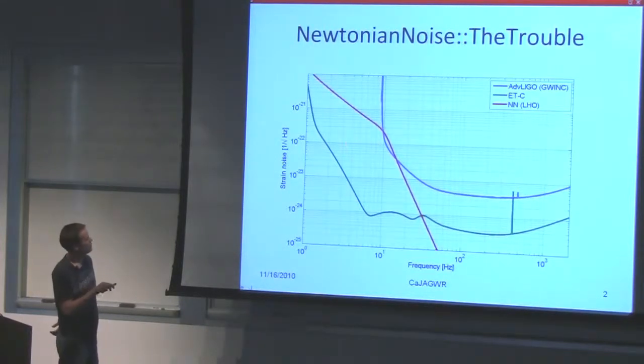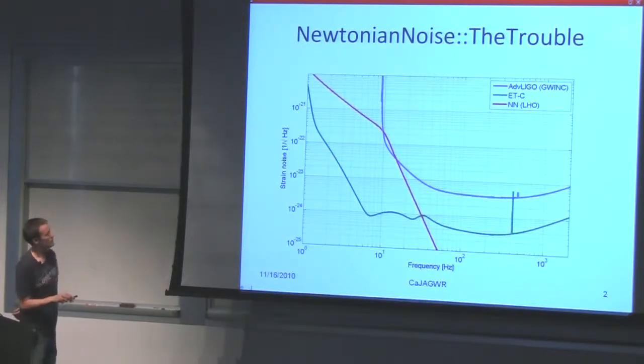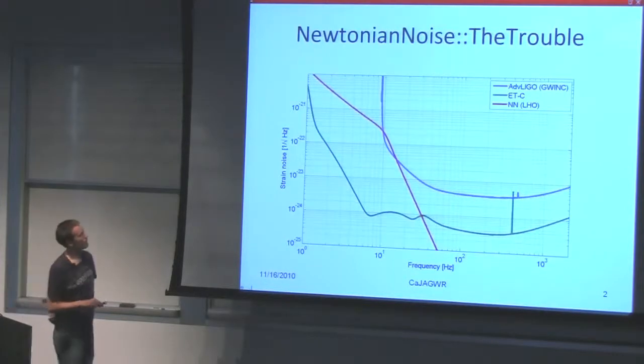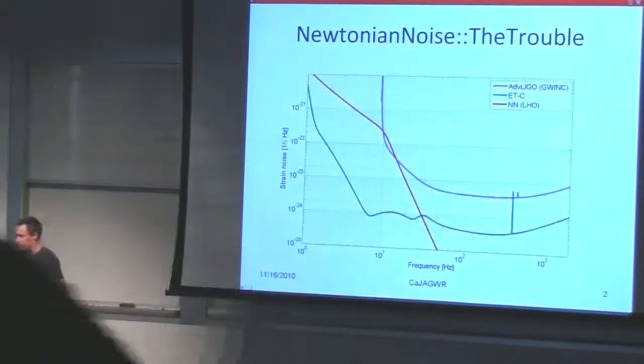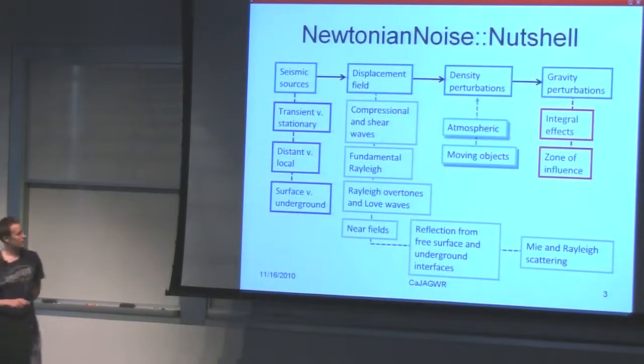That we can do about this Newtonian noise, because as shown in this graph here, it will completely dominate the instrumental noise and limit the sensitivity roughly below 10 or 20 hertz. Okay, so here we will see a factor of 100 between other instrumental noise sources and the Newtonian noise curve. So let us first try to understand the complexity of the problem.